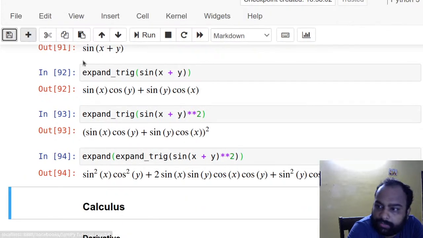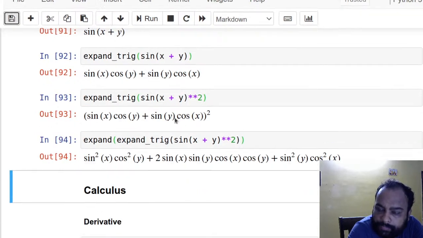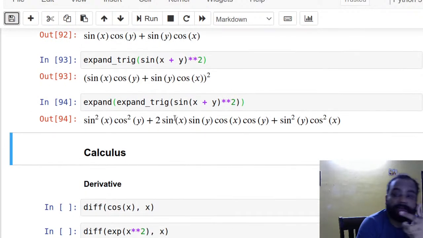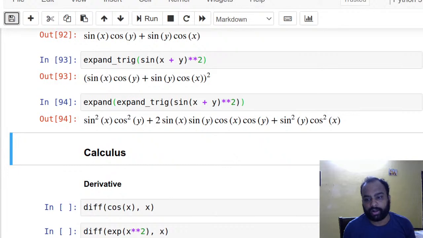I think I answered your question. So again, expand and simplify might not always work, and if they do not work, yeah, expand actually expands everything once all the trigonometric and the other things have been taken care of.